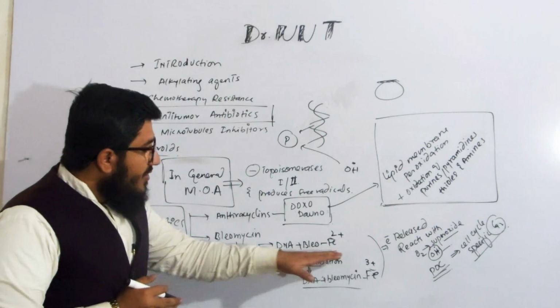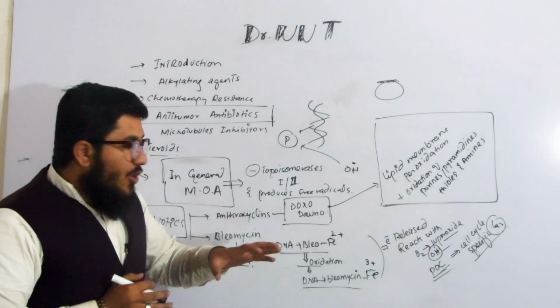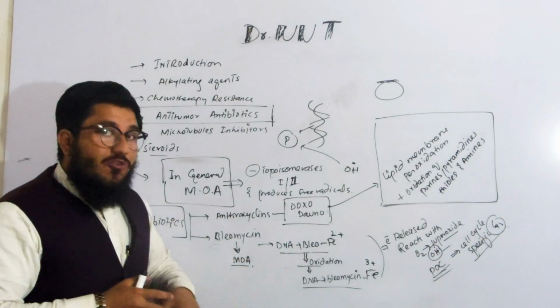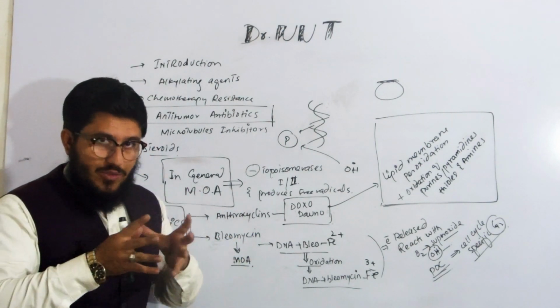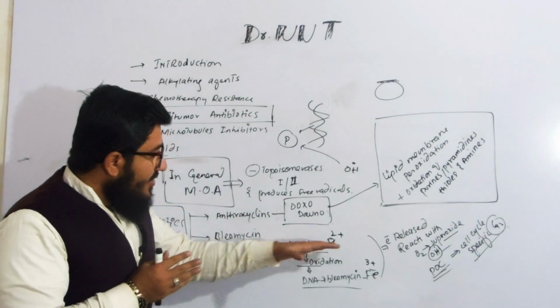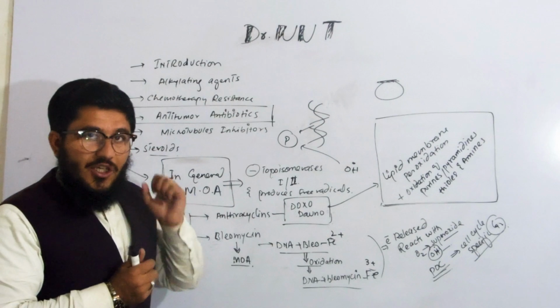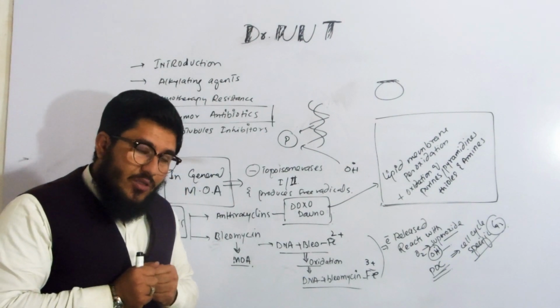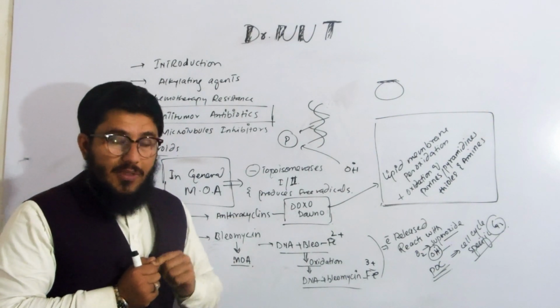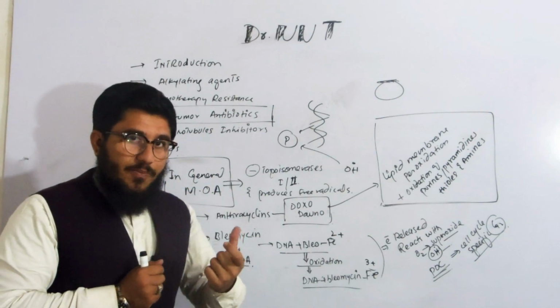ferrous. When the ferrous is combined with the bleomycin and DNA, now this complex ion will undergo the process of oxidation, the complex compound. Alright? Now this complex formation will occur. After that, this complex will undergo the process of oxidation. You know what happens in oxidation? There is an increase in the oxidation number, and there will be the loss of electron.